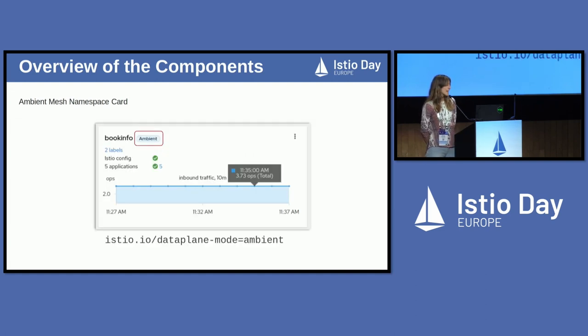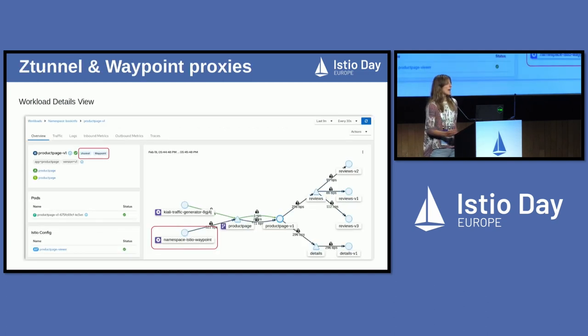In the same way it adds this label into our control plane card, Kiali also adds this ambient label when it detects that there is a label dataplane mode equals ambient in our namespace, so we know this is an ambient namespace. This is a workload details view, and when Kiali detects that our pod is captured, or the traffic is redirected through ztunnel, it is going to show the ztunnel label next to our workload's name.